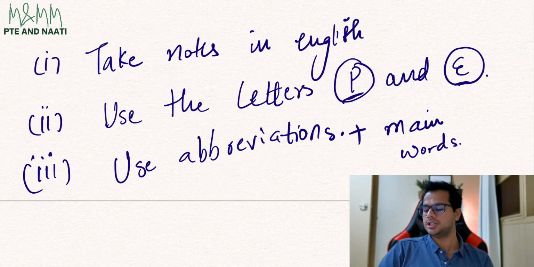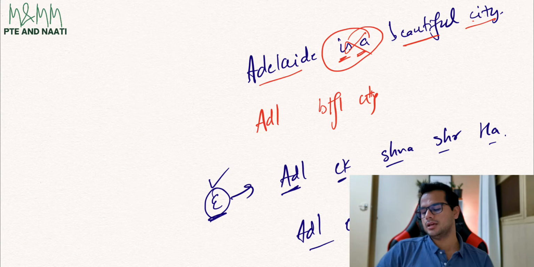Now, abbreviations, and I will add to this strategy that only write down the main words, not every single word. Now I'll explain what that means. For example, my sentence is Adelaide is a beautiful city. I will play a few segments at the end of the video and do a few note taking in front of you so that you actually understand the things that I'm explaining, how to implement them. Now, Adelaide is a beautiful city. For example, that's my English segment.